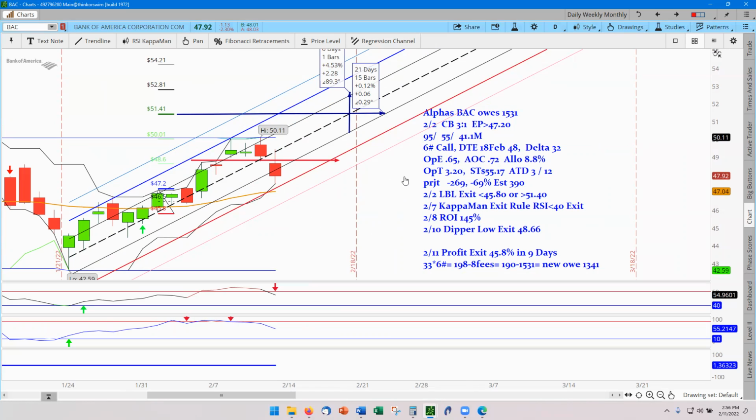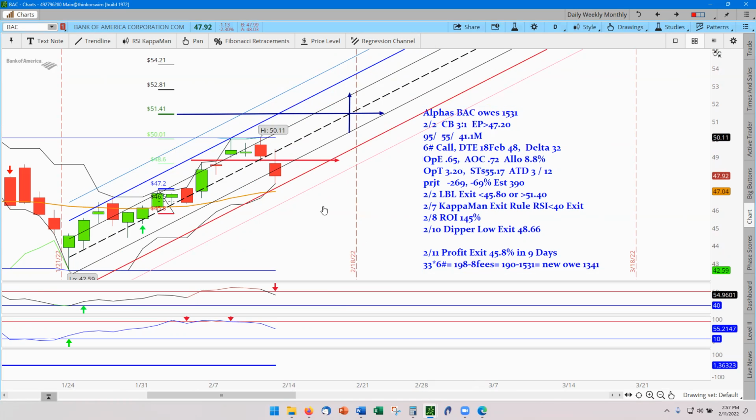Going on with the numbers here, we were estimating to get filled at 65 cents, and AOC stands for actual option cost, and we actually got filled at 72 cents. And then Allo is allocation at 8.8. That's to remind me not to over allocate. I lost $500 on a trade because I over allocated, not paying attention. Going down, this is the target we're looking for on the options to recover the 1531, which we know wasn't going to happen, but at least a little something toward the contribution.